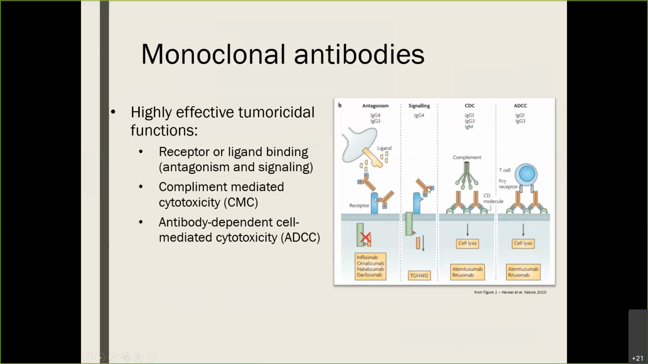We have signaling where you can actually trigger a signal from a receptor leading to some sort of downstream cascade. You can have complement-mediated cytotoxicity where these monoclonal antibodies will bind to a receptor, triggering complement leading to cytotoxicity via complement. Or you can have antibody-dependent cell-mediated cytotoxicity where these monoclonal antibodies will target a receptor, recruit T cells, activated T cells, leading to cell lysis and cell death. A lot of these monoclonal antibodies will have a mix of various manners by which they lead to cell death, and I'll try and call those out on the slides.